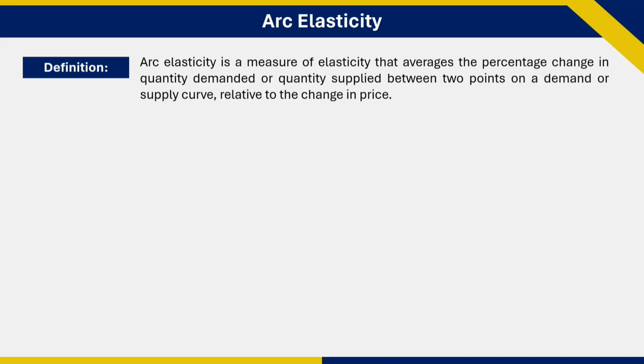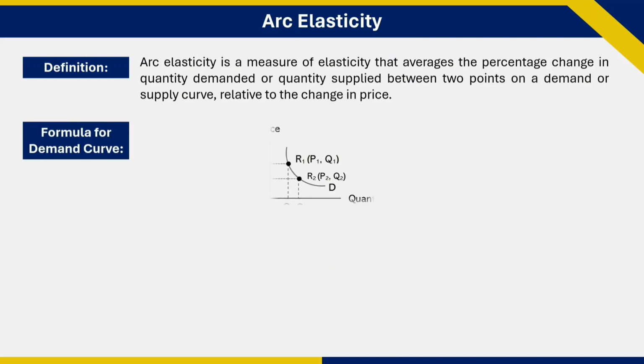In this section, I will be discussing the arc elasticity method of measuring elasticity. Arc elasticity is a measure of elasticity that averages the percentage change in quantity demanded or quantity supplied between 2 points on a demand or supply curve relative to the change in price. This method is used when there is a substantial change in price.